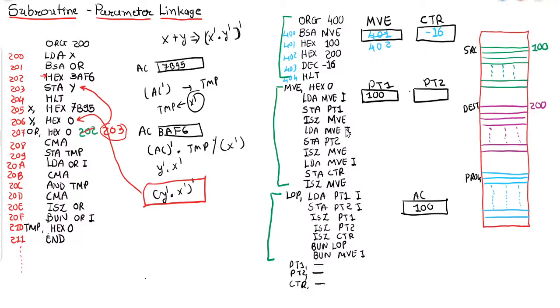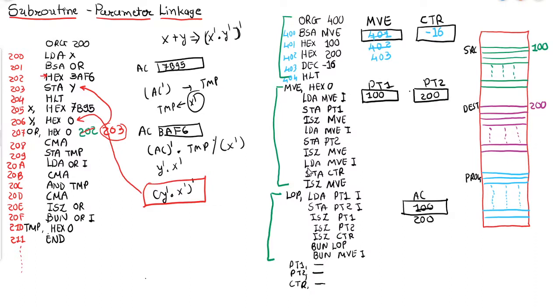Then LDA MVEI. So LDA MVE 402, and what is the value at location 402? 200. So the new value will be loaded in the accumulator, that will be 200. Now then STA PT2, so this 200 will be stored into PT2, pointer 2. Okay, then ISZ MVE means increment the MVE, so this 402 will become 403.